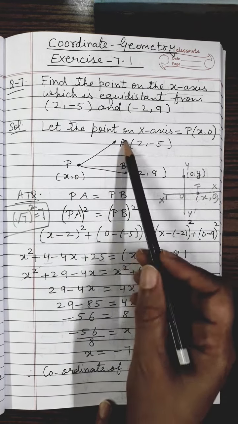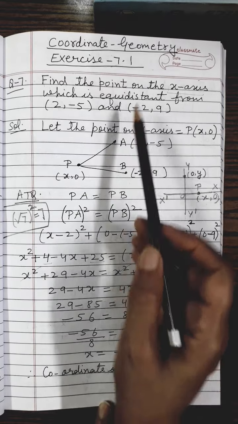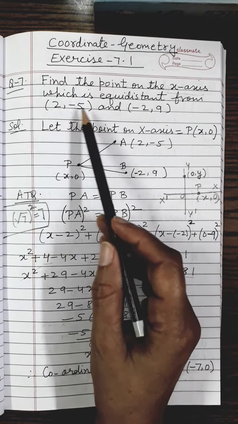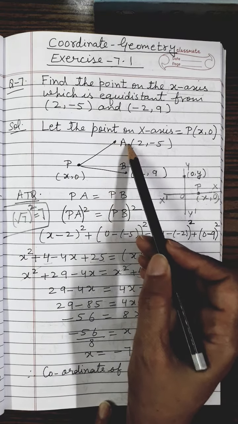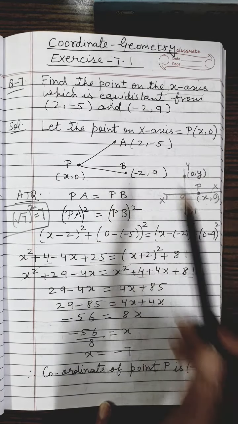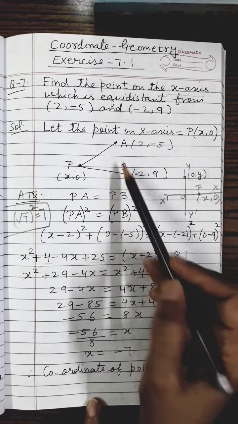So let us draw the figure of this question. This is point P having coordinate x comma 0, and these two points 2 comma minus 5 and minus 2 comma 9, I name them as point A and point B. Now the question is saying this point P is equidistant from these 2 points A and B.